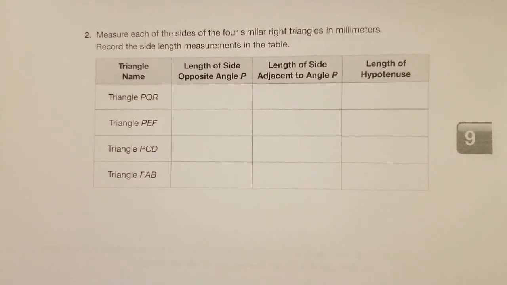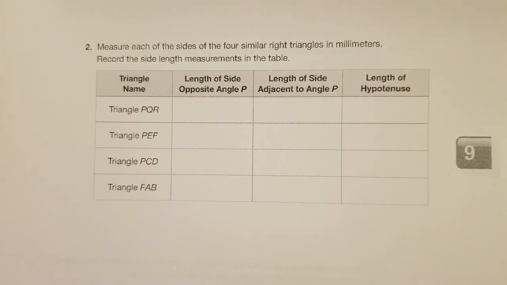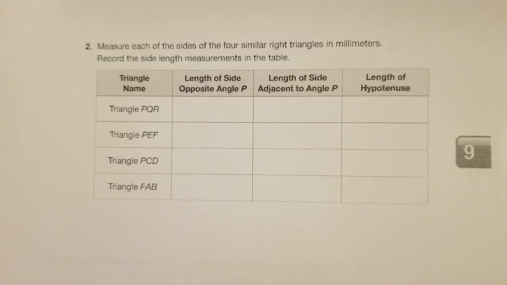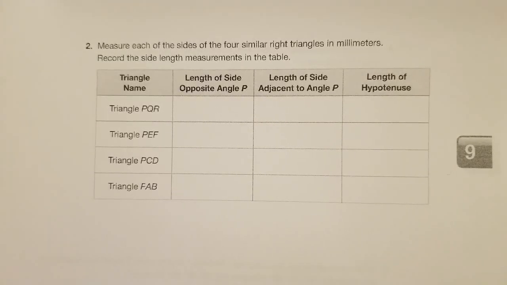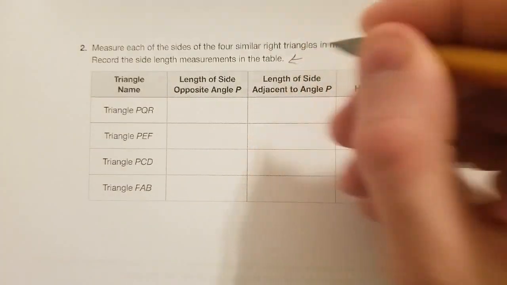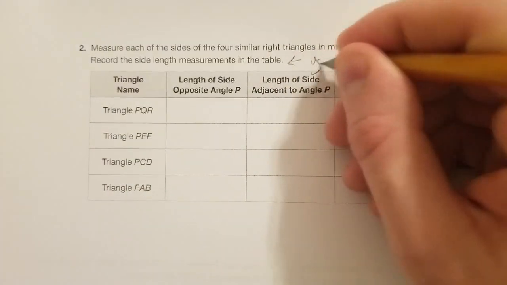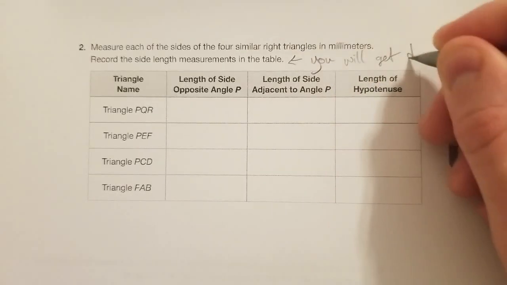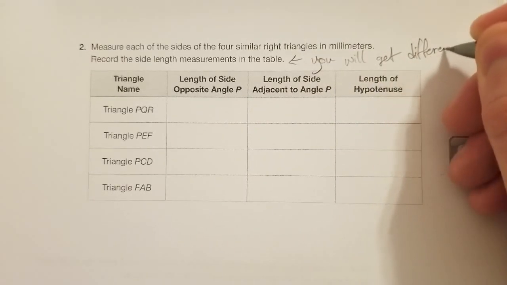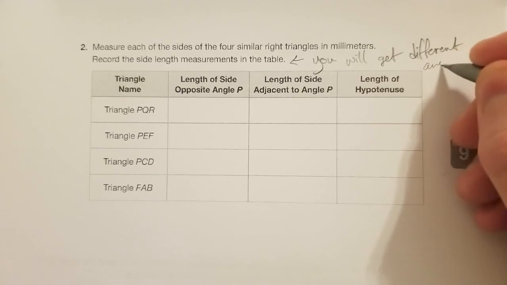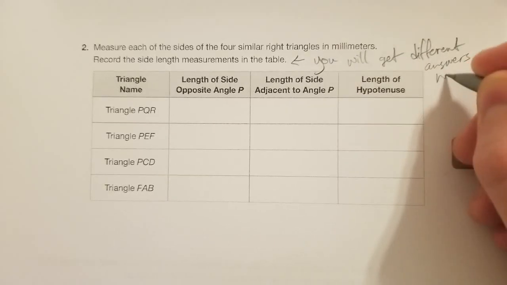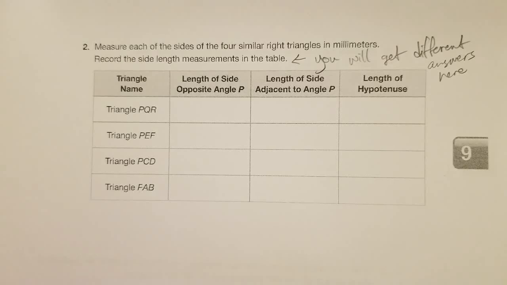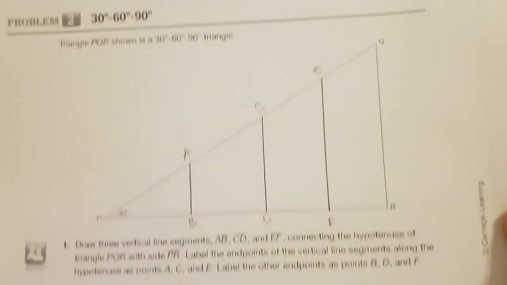All right, so question 2, we're gonna measure the sides of the 4 similar right triangles in millimeters, and we're gonna record the side length measurements in the table. And remember, you will get different answers here because you didn't draw your line segments in exactly the same place I did, and that's okay.